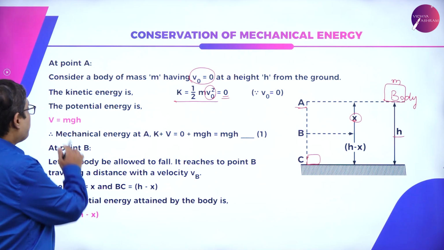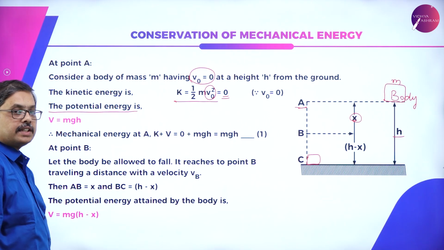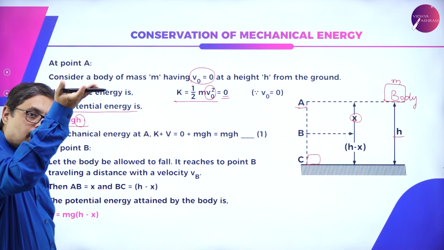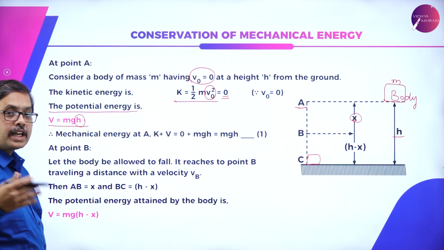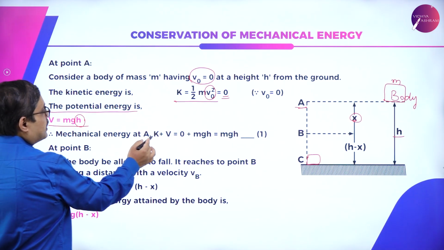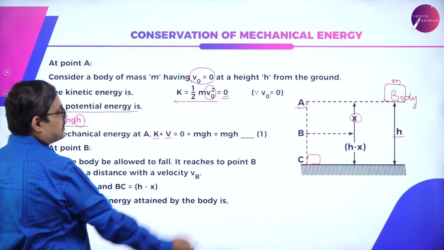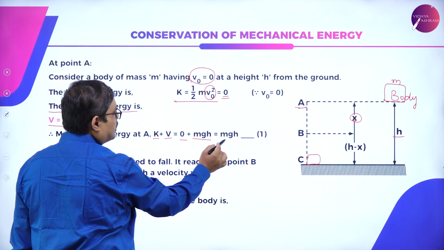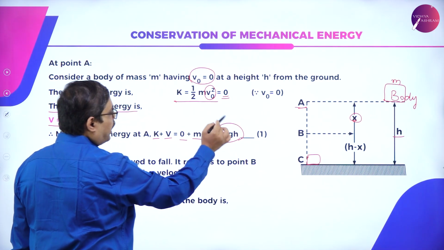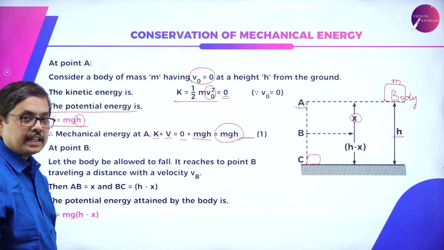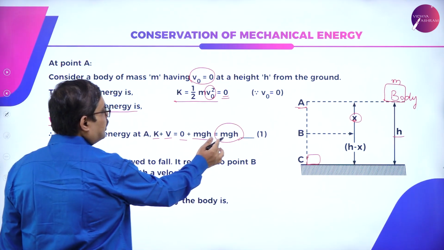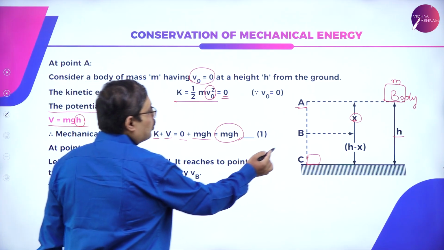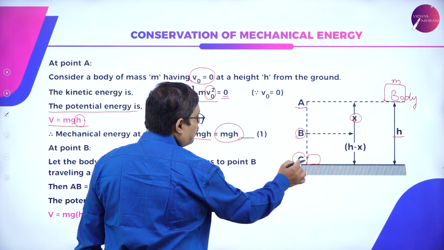What will be the potential energy? The potential energy is V equal to m into g into h, because h is the height at which that object is placed. Total mechanical energy at point A is a combination of kinetic energy and potential energy. Kinetic energy is 0. Potential energy is mgh. So at point A, the total mechanical energy of the body is m into g into h. We need to check the total mechanical energy at point B and point C.